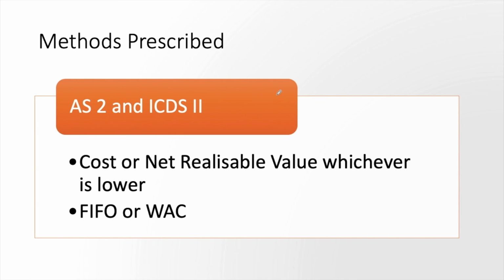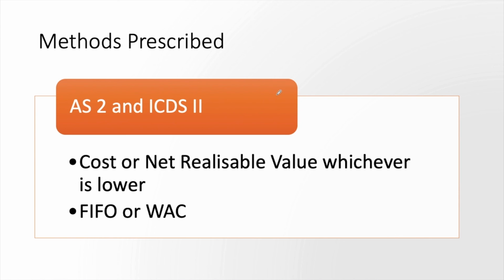Now, what are the methods that are actually prescribed? If you check the Accounting Standard 2 and the ICDS 2, which is used for taxation purposes, you have to value your inventory at cost or net realizable value, whichever is lower. Sometimes it so happens that you have a lot of inventory which is obsolete or which is slow moving, non-moving, for which you also need to determine the net realizable value of your inventory.